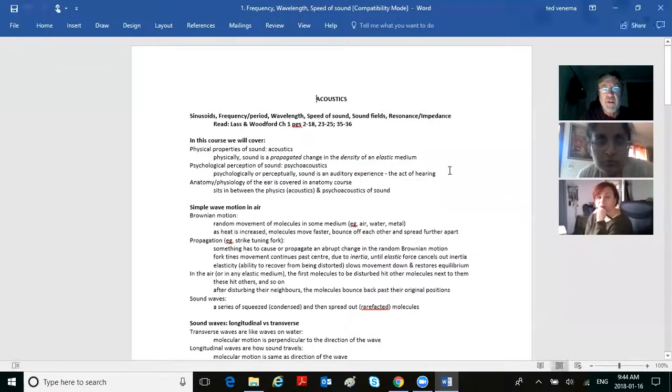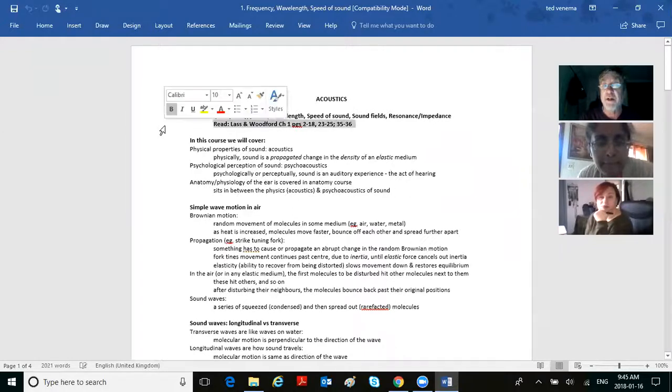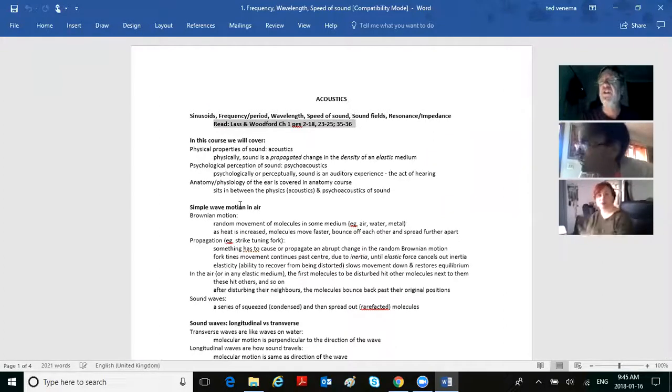Okay, so you will see acoustics, and you'll see all these weird words here: sinusoids, frequency, period, wavelength, speed of sound, sound fields. Those are all the topics. Here's your readings out of your textbook, Lass and Woodford, Hearing Science Fundamentals. It's a great little textbook. It's written in English. I love it. I can actually read it. It's easy to read. It makes perfect sense.